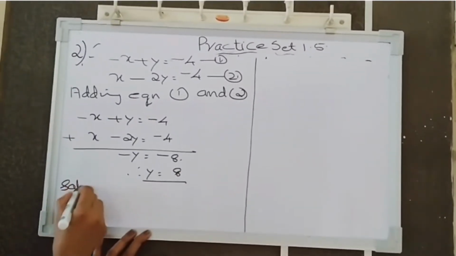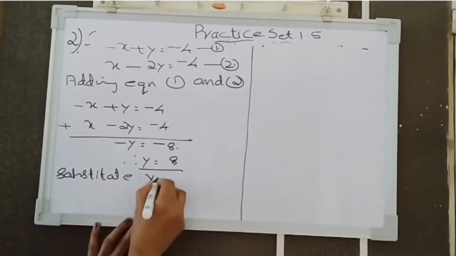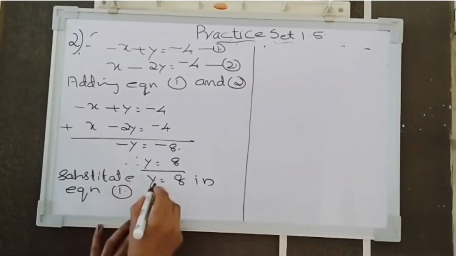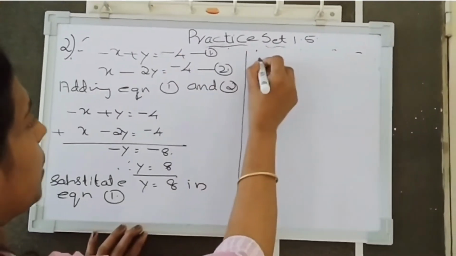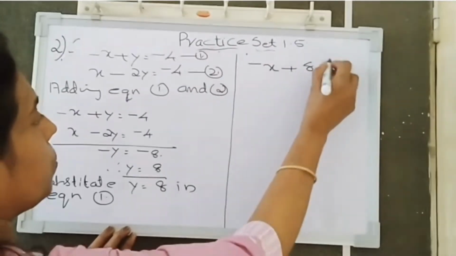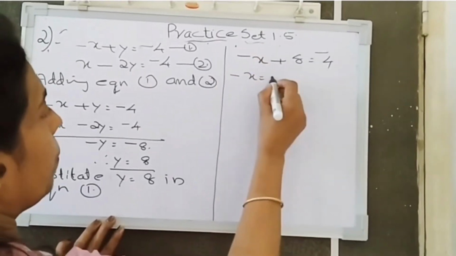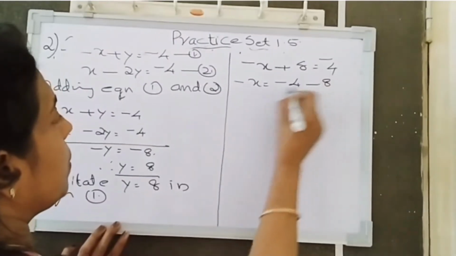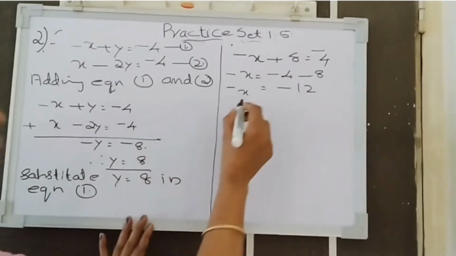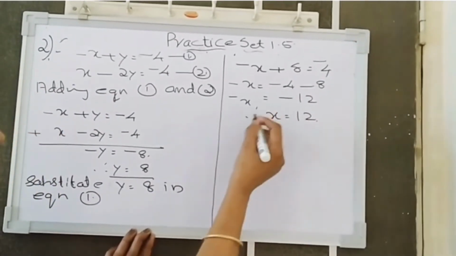And substitute y equal to 8 in equation 1. Therefore, equation 1, minus x plus y, where y equal to 8, equals negative 4. Minus x equals minus 4 minus 8, that is minus 12. Minus x equal to minus 12, therefore x is equal to 12.